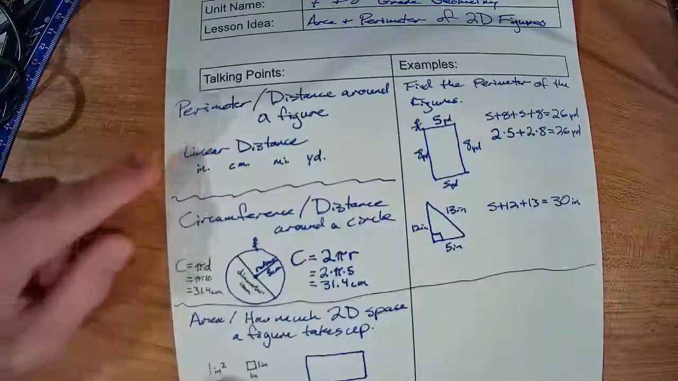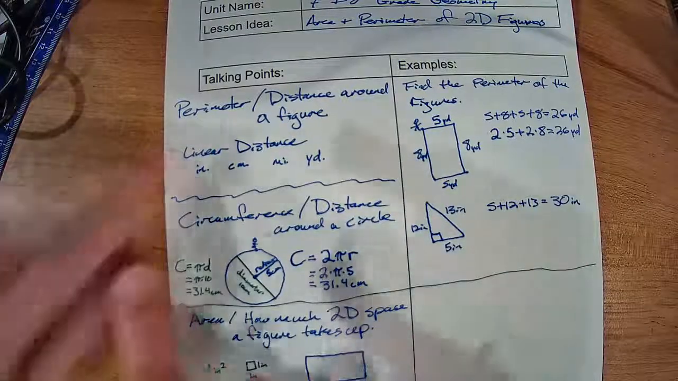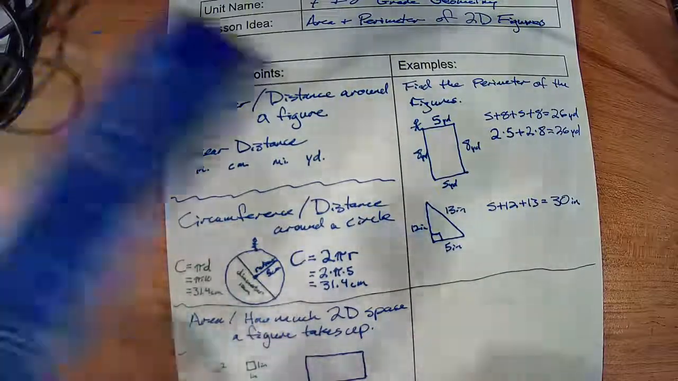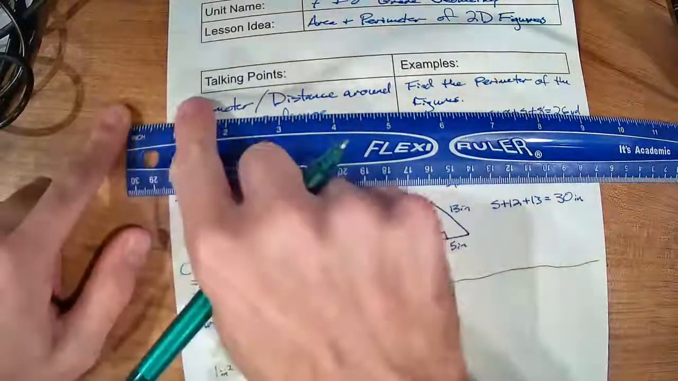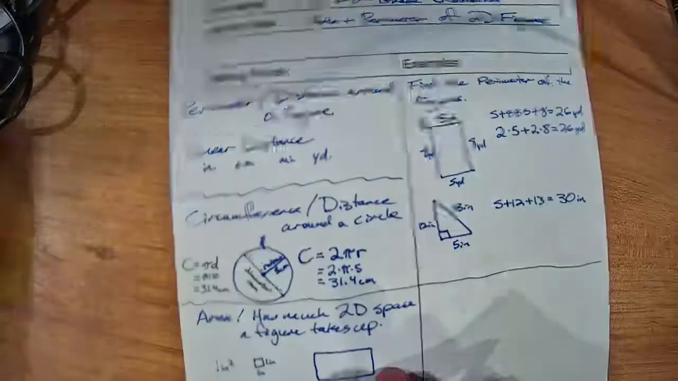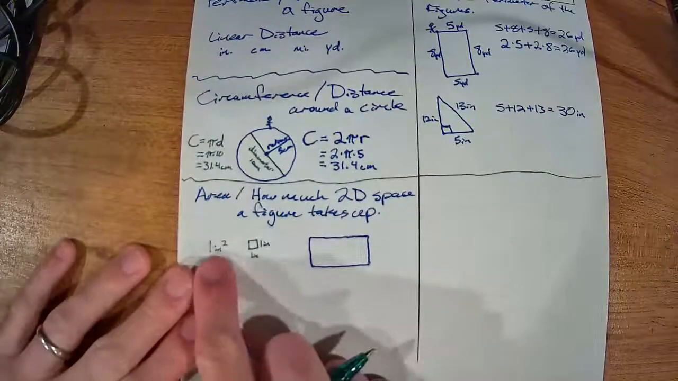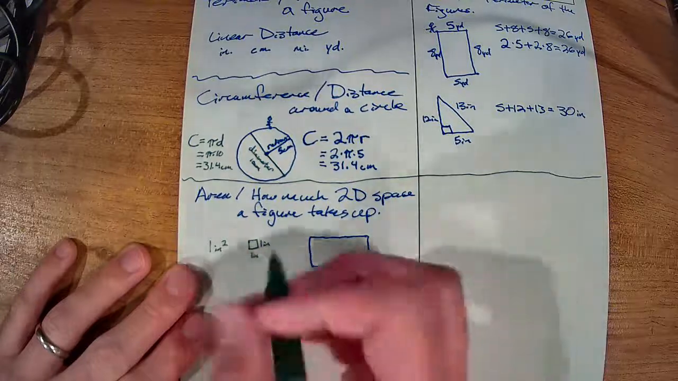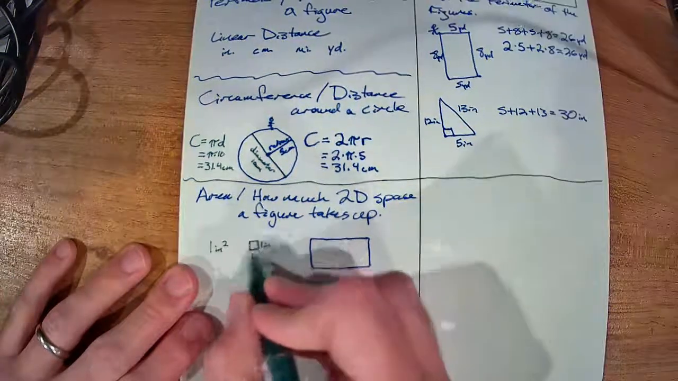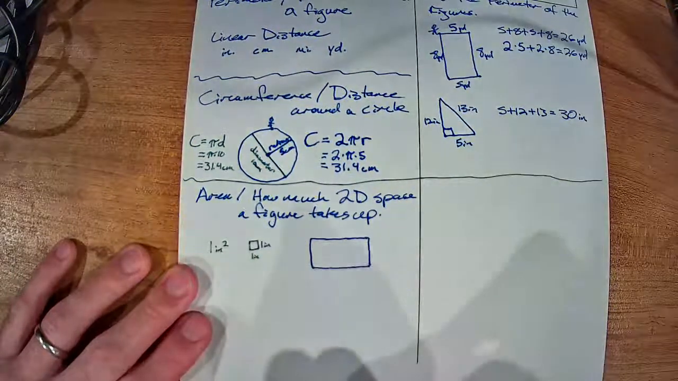So notice the difference. If we're talking about a linear distance, that's this, 1 inch from here to there, a distance. If we're talking about this 1 inch squared, then what we're talking about is a square measuring 1 inch by 1 inch, and how many of those would fit.